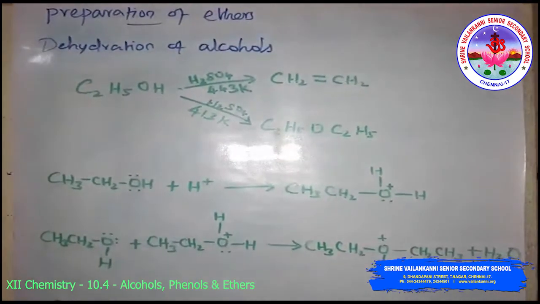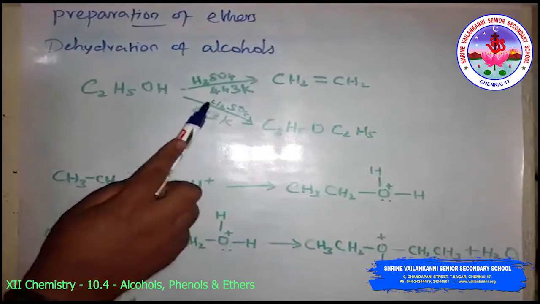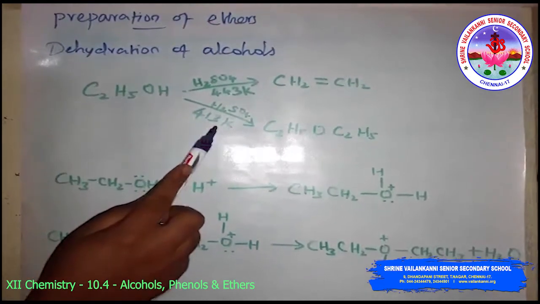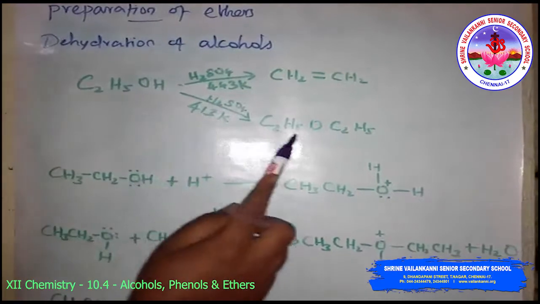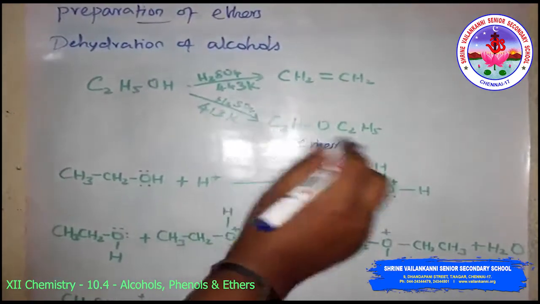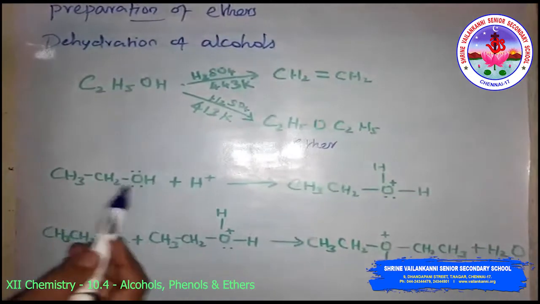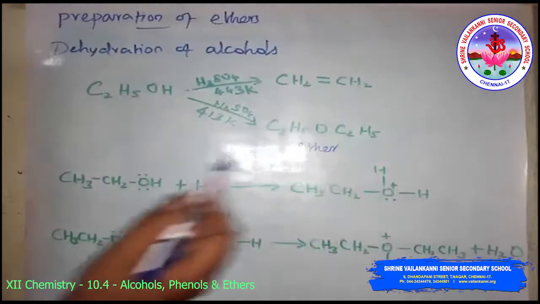Then the second, look at the second is in 413 Kelvin. The same acid, but temperatures differ. So the temperature differs means you will be getting ether. This is diethyl ether. Now look at this mechanism, how the formation of ether here.